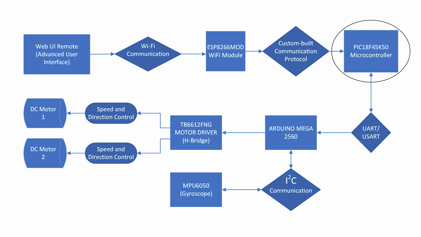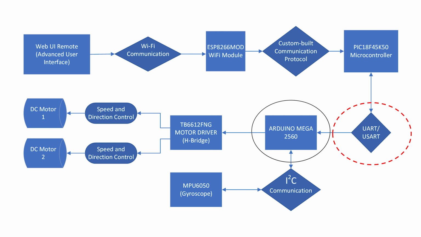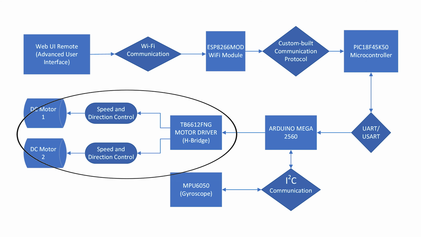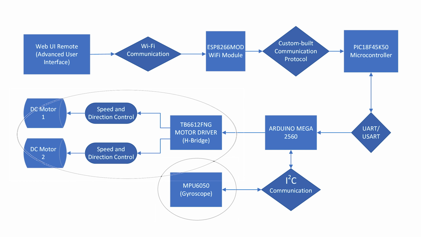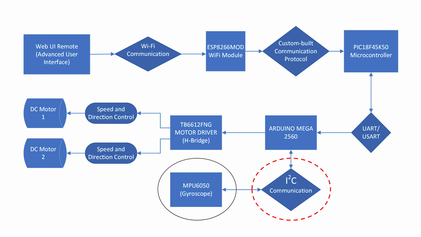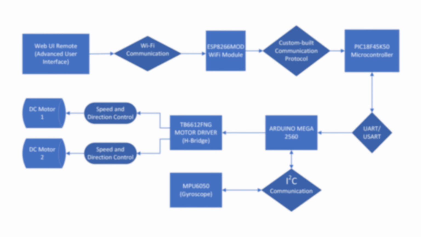The PIC controller communicates with the Arduino Mega via receiver transmitter protocol, that is USART. Further, Arduino Mega interfaces the motor via motor driver IC, and at the same time it interacts with the motion tracking or gyroscope device MPU6050 via I2C protocol, which detects the axis parameters for balancing the car. Now, let us take a brief look at the modules which are used in the self-balancing car.